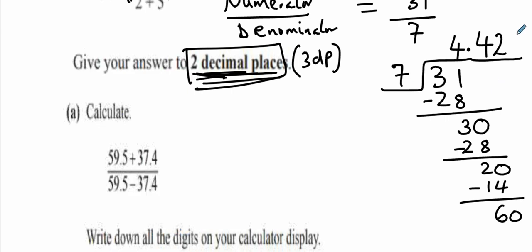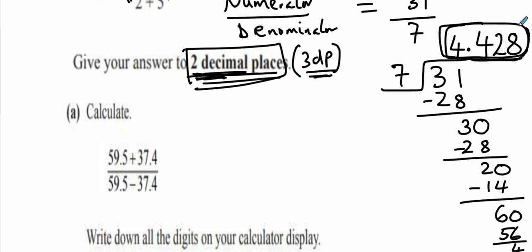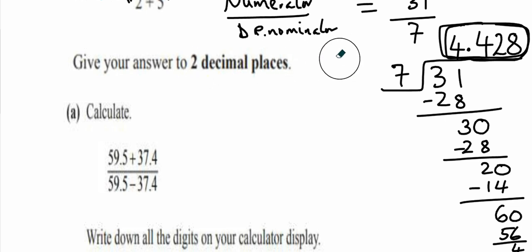So here comes 8 times 7, 56. Now this goes on continuously, it goes to infinity. Since the instruction says give your answer to 2 decimal places, and I've got my 3 decimal places, there I stop. Let me pick these 3 decimals: 4.428.